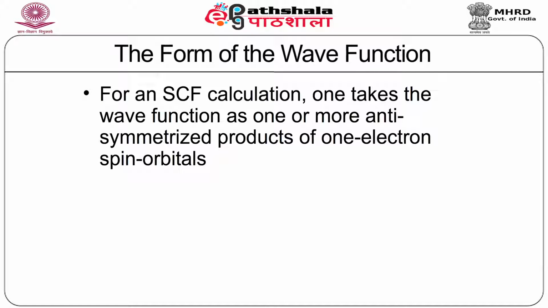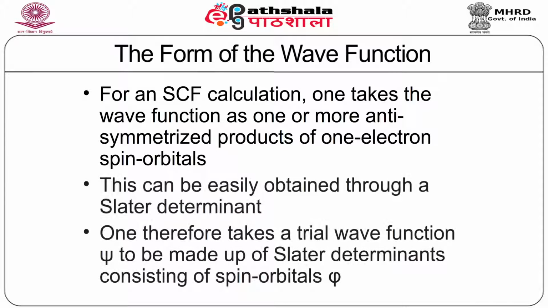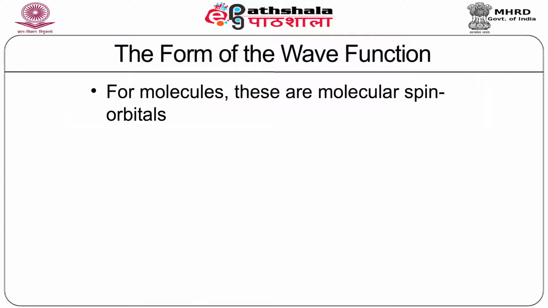For an SCF calculation, one takes the wave function as one or more antisymmetrized products of one electron spin orbitals. This can be easily obtained through a Slater determinant. One therefore takes a trial wave function psi to be made up of Slater determinants consisting of spin orbitals phi. For molecules, these are molecular spin orbitals.